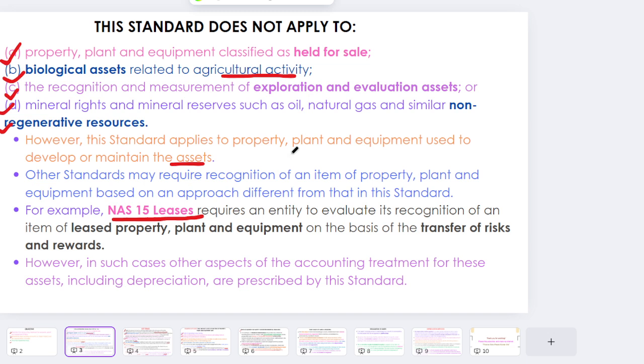र अर्को भनेको that's about your biological asset, that's related to agricultural activity, र C भनेको is the recognition of the measurement of exploration and evaluation assets, including D number भनेको that's mineral rights भनौं या mineral reserves such as oil, natural gas या similar non-regenerative resources मा युज गरिँदैन यसमा। Okay that's a limitation part.